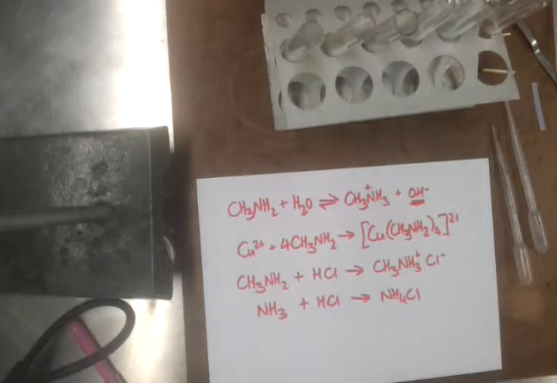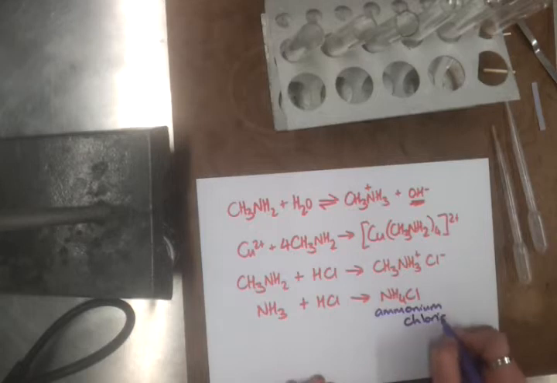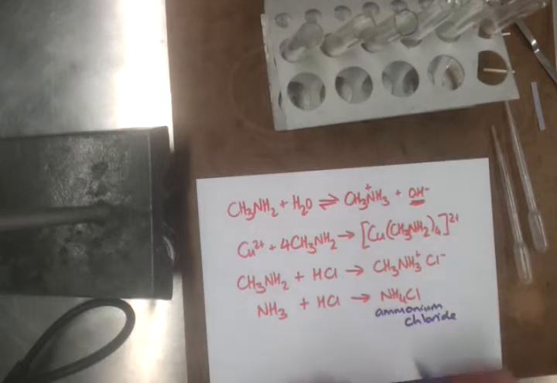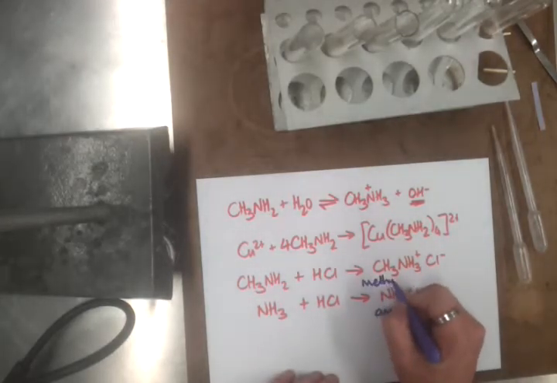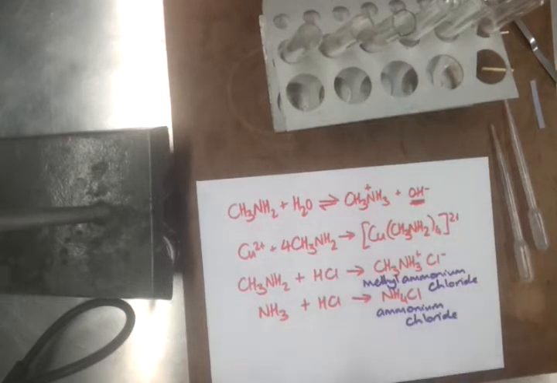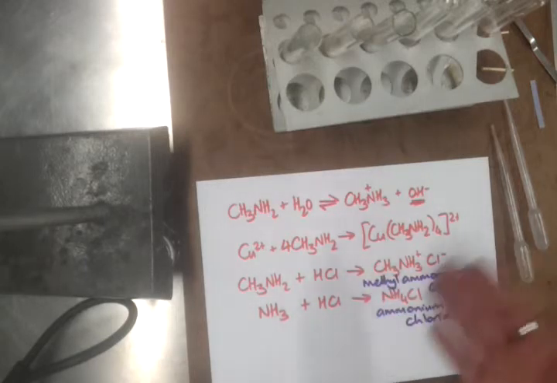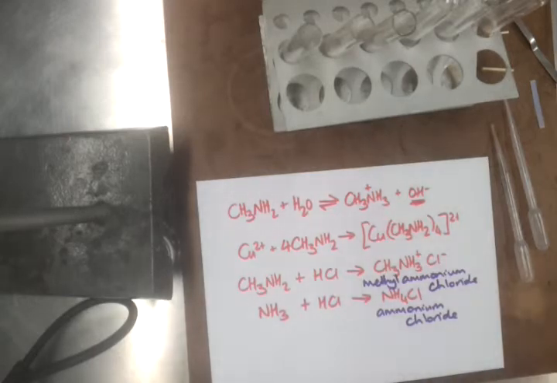So how do we name this thing? Well, if this was called ammonium chloride, it won't surprise you to know that this is just called methyl ammonium chloride. So it's basically the same name. Now, I always had trouble with these as a student, so I just remembered the reaction with ammonia and then went, oh, how many carbons in it? 1, so it's methyl. 2, oh, it's ethyl. So I just remember it that way.